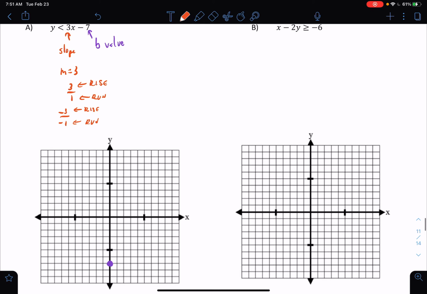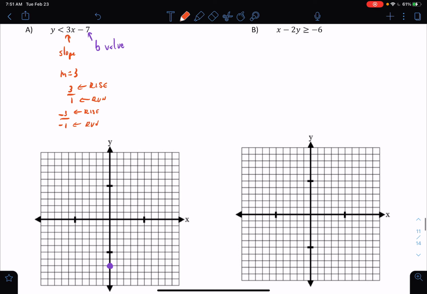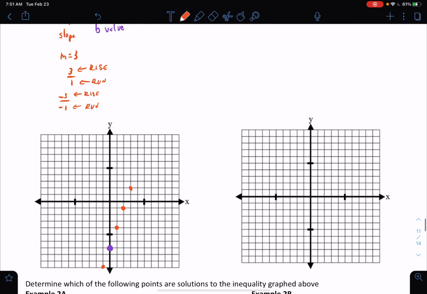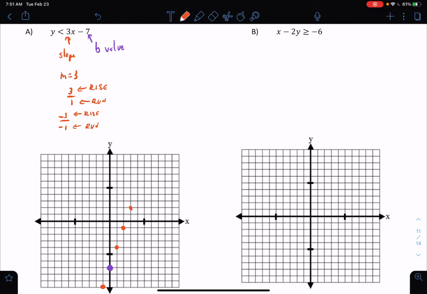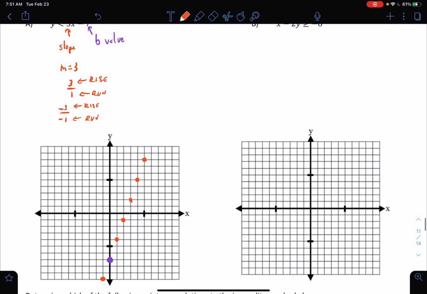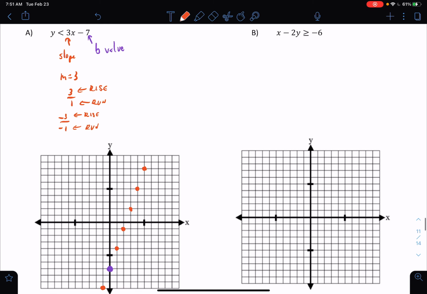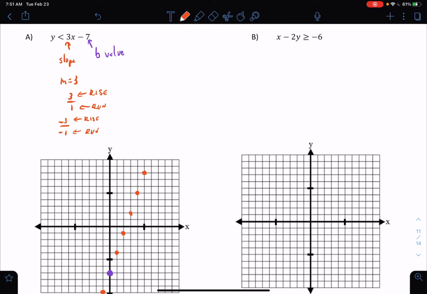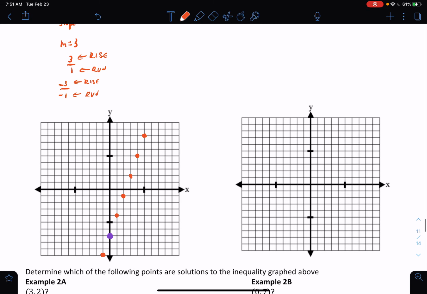So starting at -7, I'm going to go up 3 to the right 1, up 3 to the right 1. Or I could go down 3 to the left 1. Okay, I'm just going to get another point here. And now we can graph it. Now be careful, we don't want to just connect the dots and graph a line. Since it's y is less than 3x minus 7, I do not have equality, therefore it's going to be a dashed line connecting these points.